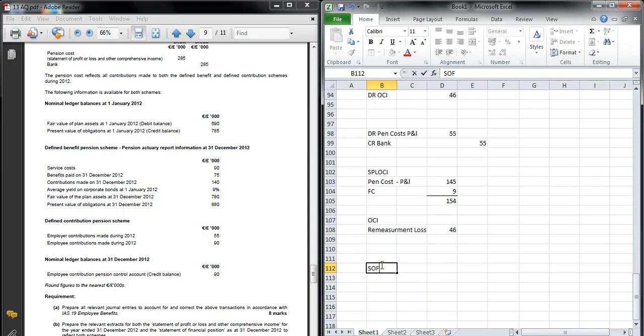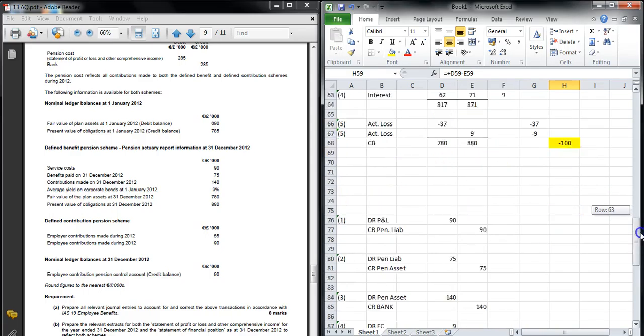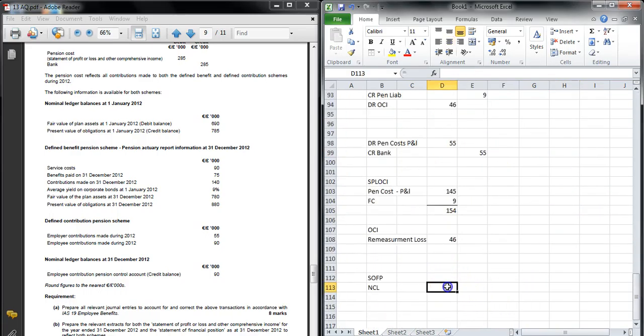And the final one then in the SOFP, you'll have a non-current liability, and it is very simple. It is the assets at the end of the year, the updated actuarial report, minus the liabilities, giving me a net position of 100. So it's moved from an opening net position of a liability of 95 up to a liability non-current of 100. And again, that is the IAS 19 defined benefit scheme and the defined contribution pension scheme.